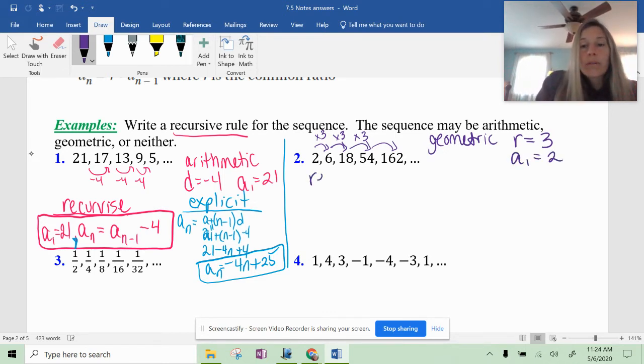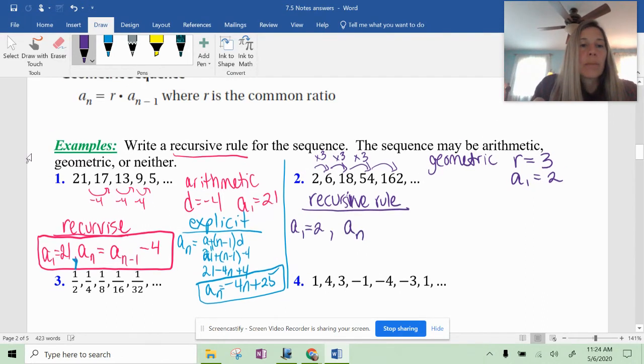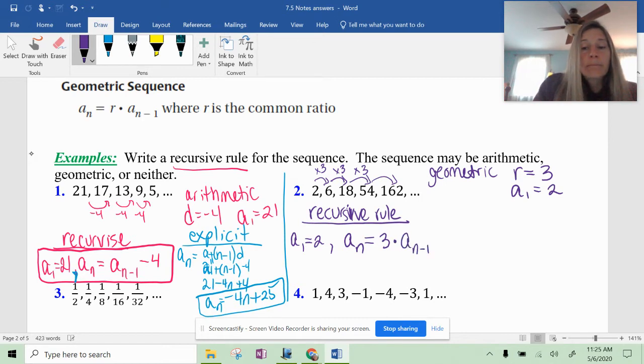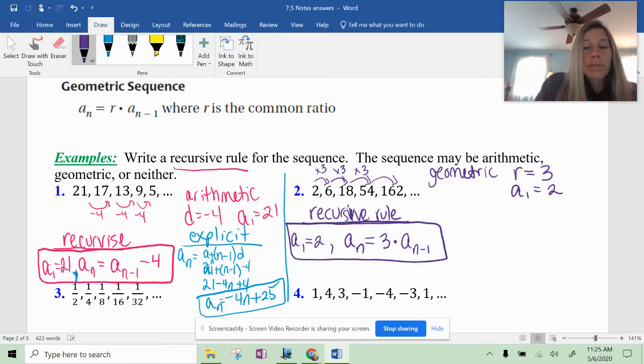Now, if I'm going to write my recursive rule here, let me make sure I'm spelling this right. Recursive rule. All I have to do is give my a sub 1, which we know is 2, and then I'm going to use the formula right up here at the top of my page. A sub n equals the r value, which is 3, times a sub n minus 1. And that's it. That's my recursive rule.